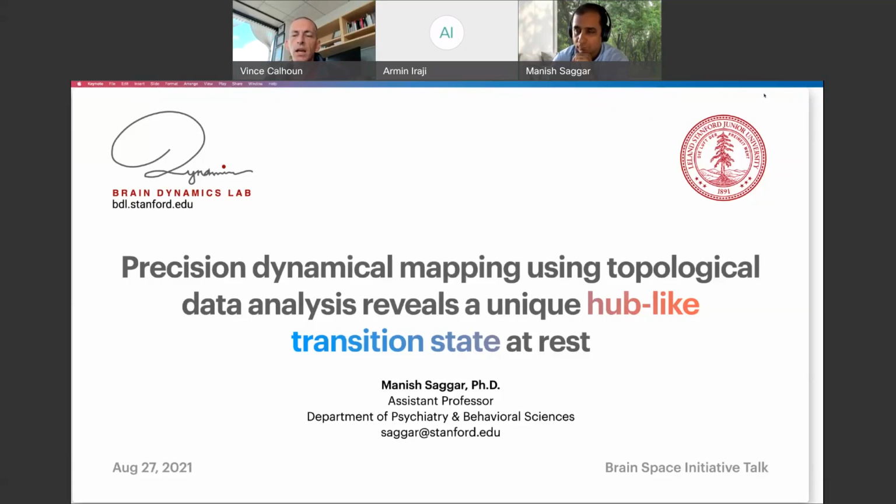of brain activity, and move into a space which we already know we should be in, which is that we know the brain is dynamic. We should be looking at it with methods that can capture that at the whole brain level. And so today he's going to be talking about precision dynamical mapping using topological data analysis, and he's going to be looking at hub-like transition states in resting data.